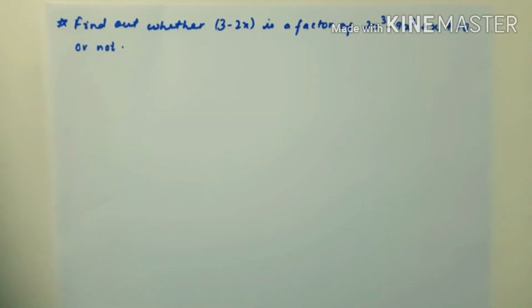So let's take one more. Here you have to find out whether 3 minus 2x is a factor of 2x cubed minus 9x squared plus x plus 10 or not. To check whether it is a factor or not, first you have to find out whether the remainder is 0 or not. If the remainder is 0, then it will be a factor, or else it will not be a factor. So first we will find out the remainder.